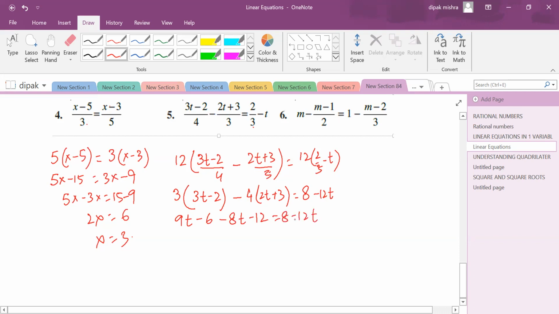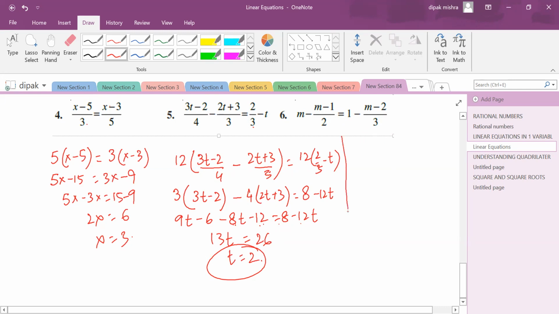So flip the 12t to the left hand side. What are you getting? 9t minus 8t is t, and t plus 12t is 13t. That is equal to 12 and 6, 18. Minus 6 and minus 12 go to the other side, becomes 18. 18 plus 8 is 26. So t will be equal to 2. So the value of t is 2. Right? Similarly, you can do the same thing.